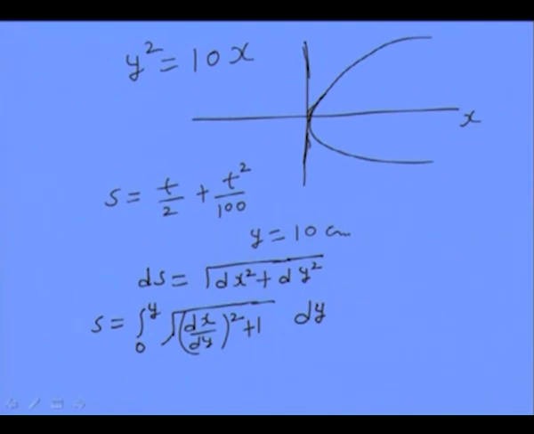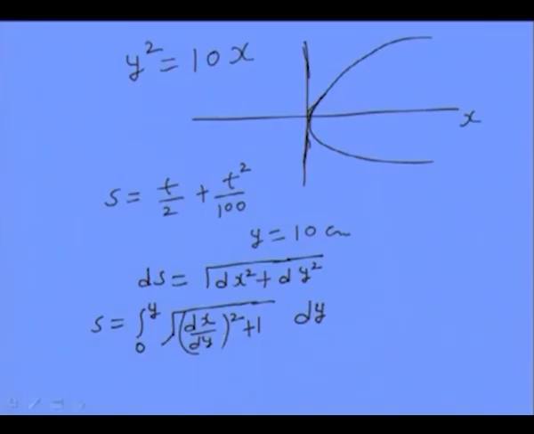dx by dy can be found out from this, because you know x is equal to y square by 10. You can find out (dx by dy) square plus 1, and then you can integrate, and this can give you this thing. So you can get the expression for s at that point. Then you know that this s is equal to t by 2 plus t square by 100. So solving this equation, you can find out the value of t. As you have found the value of t, you can find out the component of acceleration.